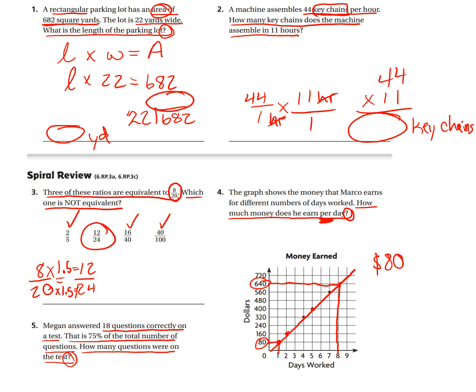Okay. Megan, she answered 18 correctly, and that was 75%, means per 100. So now we're just solving for the total. Okay. So we can multiply, cross simplify if you like, multiply out though, and you can now solve for x.